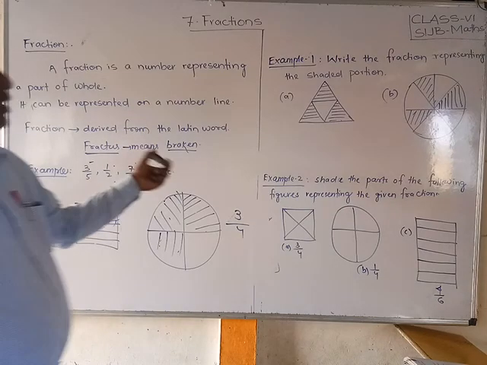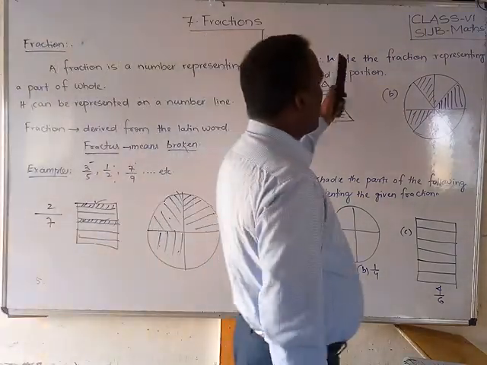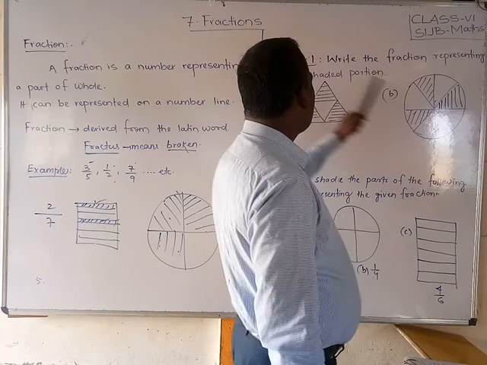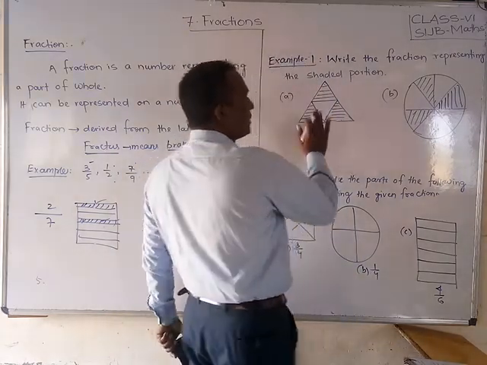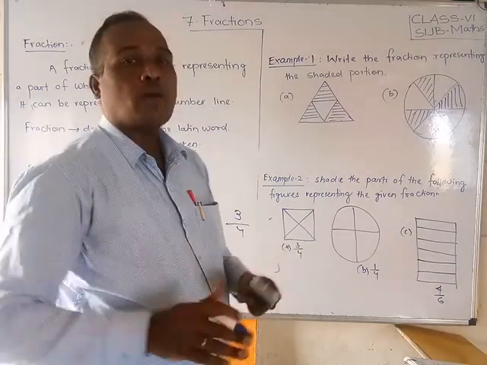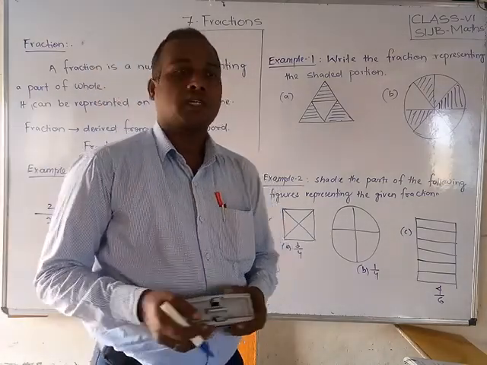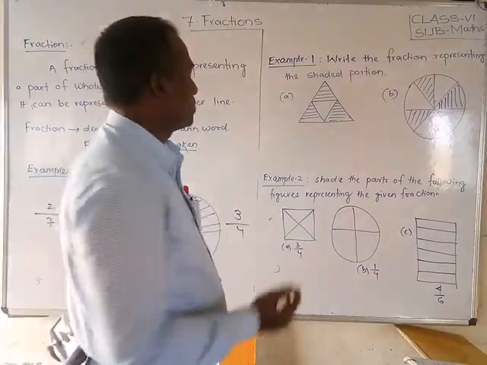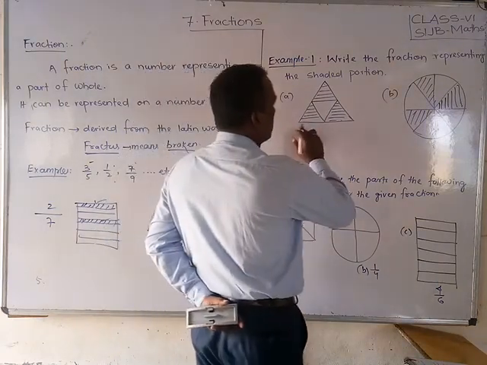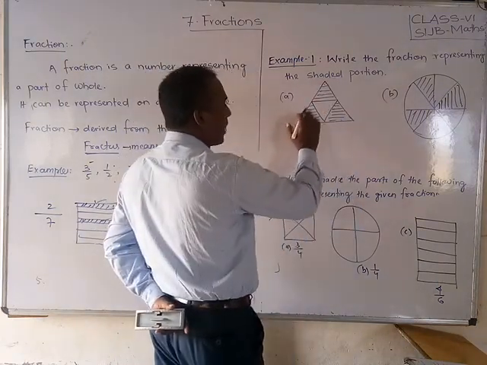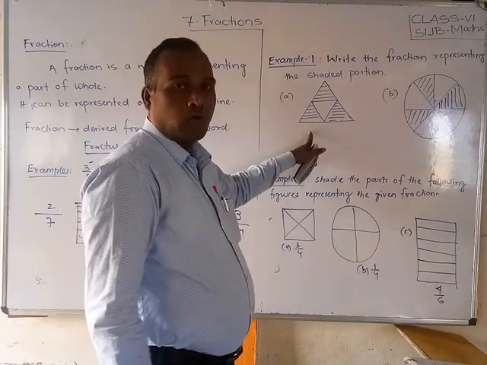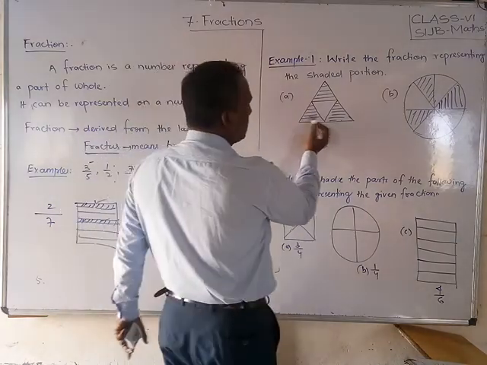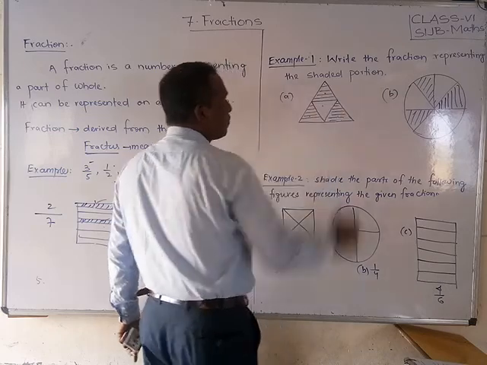But friends, now I have written example 1: write the fraction representing the shaded portion. Here I have drawn the picture, and you have to make it a fraction. How do you make the fraction? See, friends, first this is one triangle shape I have made, and I have divided it into small parts. I have made it in 4 parts. Yes, this is one part, 2, 3 and 4 parts.